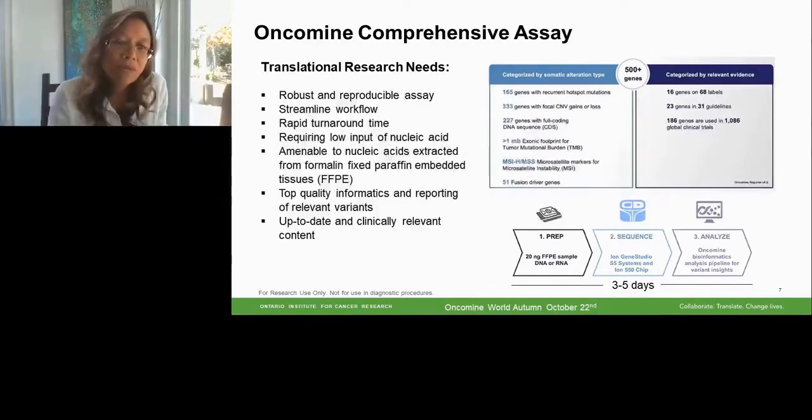So what we're looking for in an assay is something that is robust and reproducible, has a streamlined workflow, rapid turnaround time, requires low input of nucleic acid, and is amenable to nucleic acids that are extracted from formalin-fixed paraffin-embedded tissues. We also need a workflow that has top quality informatics and reporting of the relevant variants, as well as up-to-date and clinically relevant content.